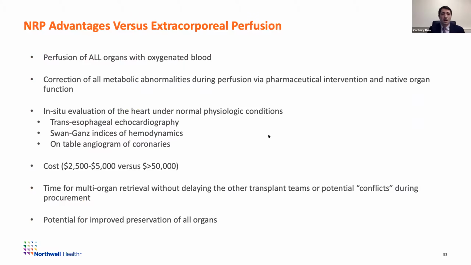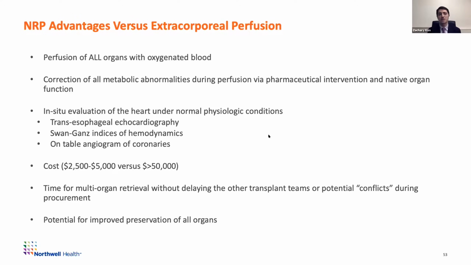There are some advantages that I think NRP holds over isolated extracorporeal perfusion, and this has to do with cardiac surgeons forgetting that there are other people that exist in the world, and in the world of transplant, we're actually the small fish. So it's hard for us to admit, but it really is the reality. So the major advantage in my mind to NRP is it actually perfuses all organs with oxygenated blood. So it potentially minimizes warm ischemic injury and allows for reperfusion and resuscitation of all organs, not just the heart.